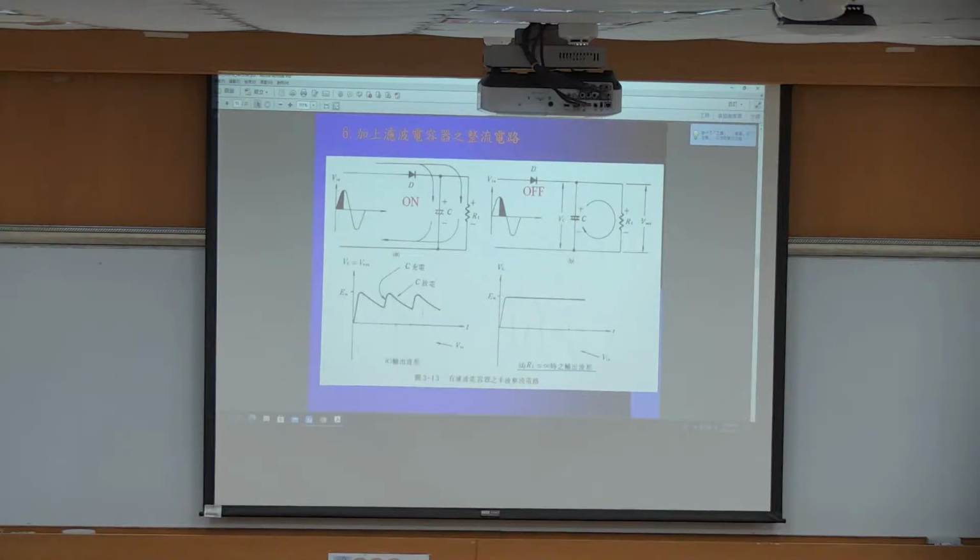However, there's always a load resistance in parallel with this capacitor, so it will discharge some charge through the load resistance. So the actual waveform of this peak rectifier will be like this, where it discharges during this period of time. And we call it ripple because it's not very stable.